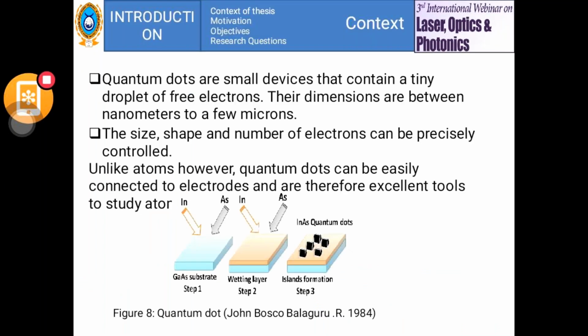Let's recall that quantum dots are small devices that contain a teeny drop of free electrons. Their dimensions are between nano and a few microns. The size, shape, and number of electrons can be precisely controlled. Unlike atoms, however, quantum dots can be easily connected to electrodes, and are therefore excellent tools to study atoms. You can see here the different steps to obtain the quantum dot. You need indium and arsenide, and then you can deposit all that on the substrate called gallium arsenide.